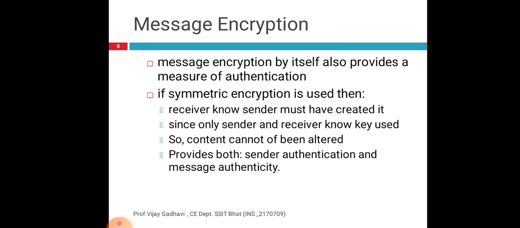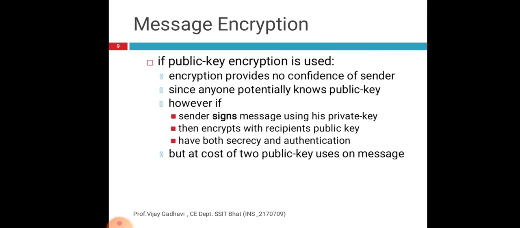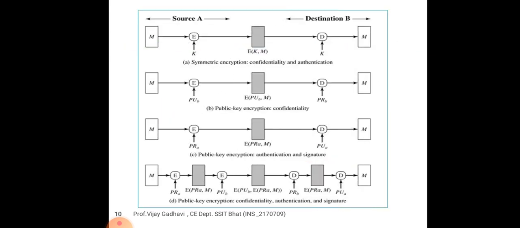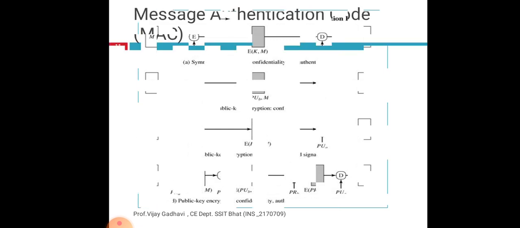Using encryption provides a measure of authentication; with symmetric encryption, already revised, the receiver knows the sender must have created it, since only the sender and receiver know the key used. Content cannot be altered. It provides both sender authentication and message authenticity. Now message encryption can also use public key encryption. This figure shows how we transfer data from source to destination using symmetric cryptographic techniques, and how to use a key and send a secure message to the destination.